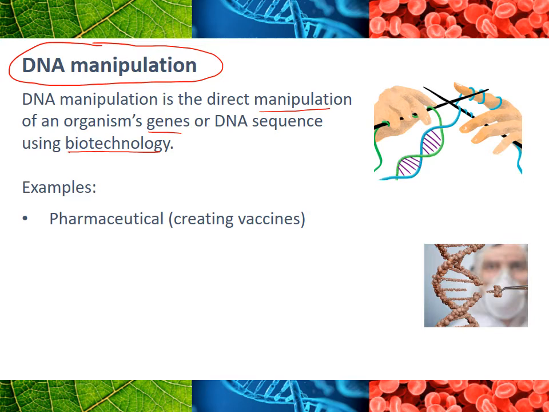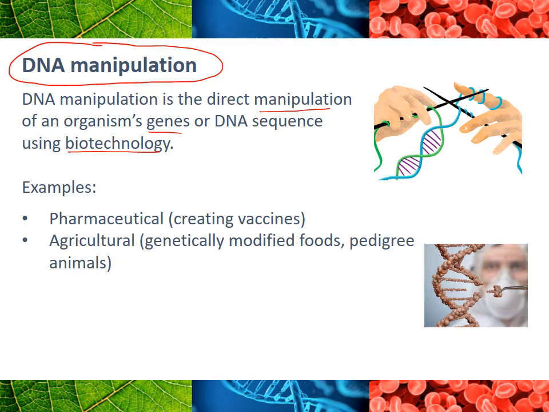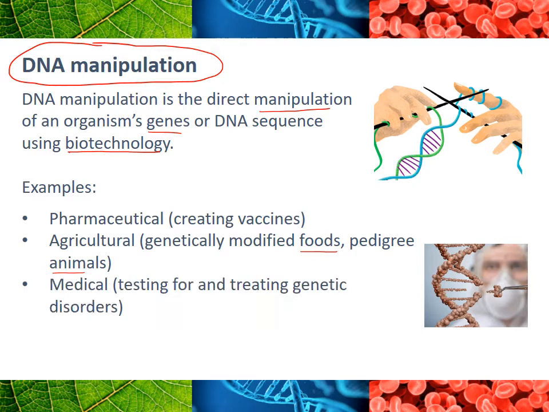Examples of where or why this is used are in pharmaceutical research or creating vaccines, which obviously you've probably heard a lot of this year in the search for creating a coronavirus vaccine. In agriculture, these techniques are often used to make genetically modified foods, which we'll look at, and also particular animals where we actually not just artificially select, but use DNA manipulation.